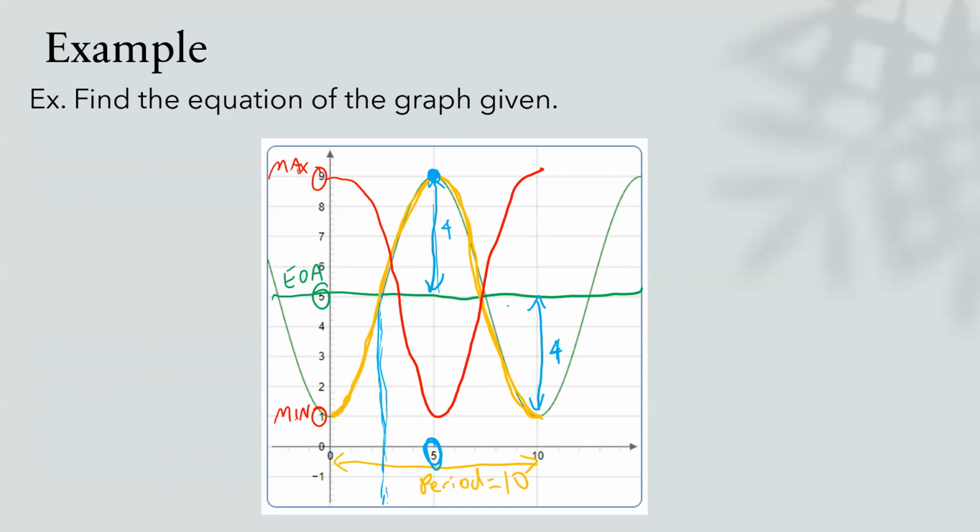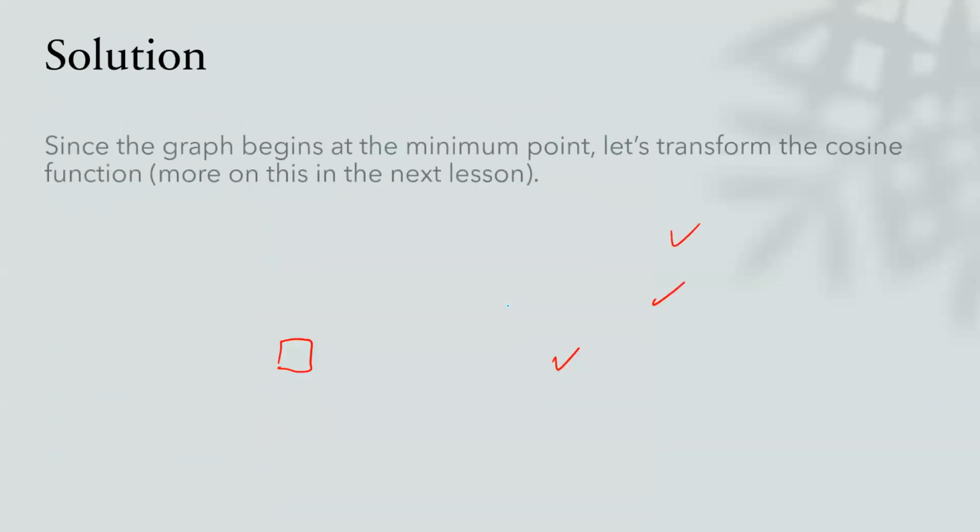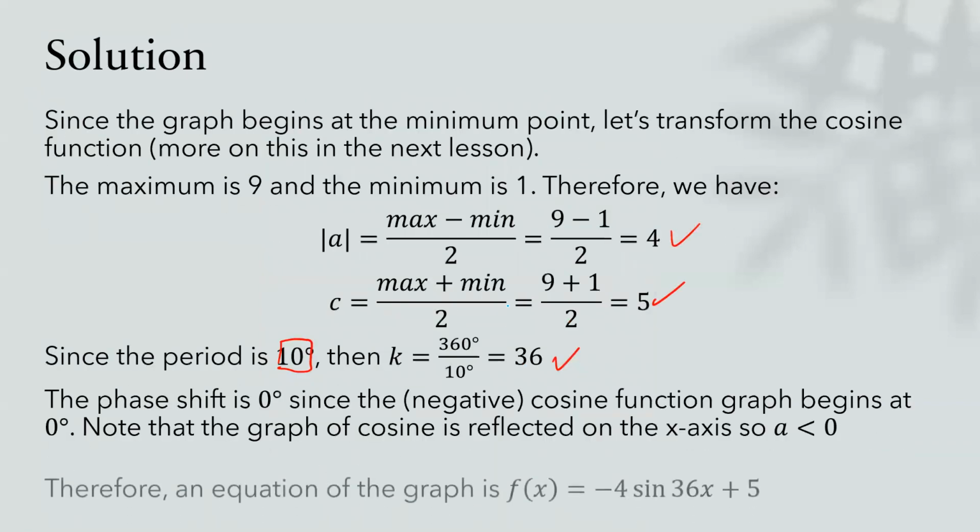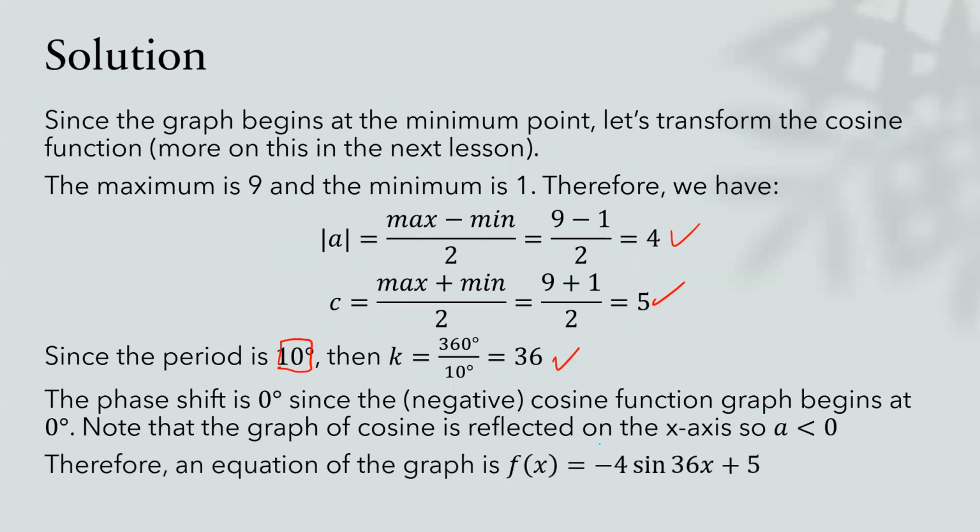Again, I don't want to get into that yet, because that's something we're going to cover in the next lesson. I just decided to break it down a little bit for you. So for now, the most logical choice would be to look at negative cosine. The only difference is that you put a negative sign in front of the a instead. Everything else stays exactly the same. So it's negative 4 cosine of 36(x plus 5). And that is your sinusoidal function.